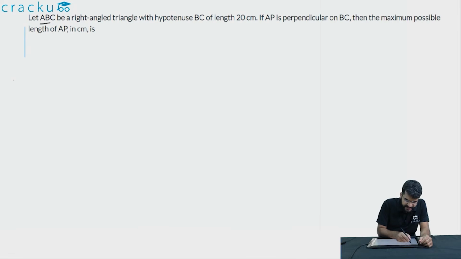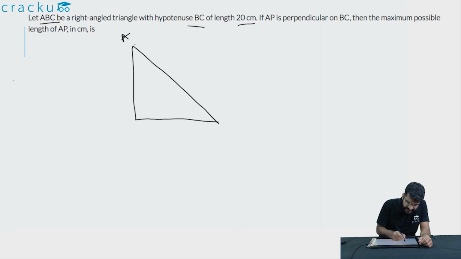In this question we are given that ABC is a right angle triangle with hypotenuse BC of length 20 centimeters. So let us assume that this is the right angle triangle, this is B, A and C. We know that BC is the hypotenuse and the length of BC is given to be 20 centimeters. Now we are told that AP is a perpendicular on BC from A. So this is a perpendicular.